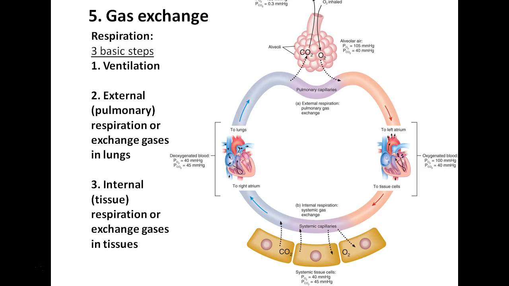Well, let's go ahead and switch gears. We're getting out of pressure, and now we're going to look at gas exchange. So when we say gas exchange, we're talking about the movement of respiratory gases between the blood and the alveoli, or between the blood and systemic tissues. So we have three basic steps. We have ventilation, which we've already talked about. Then we have external respiration, or exchange of gases in the lungs. And then we have internal respiration. That's going to be exchange of gases within the tissues.